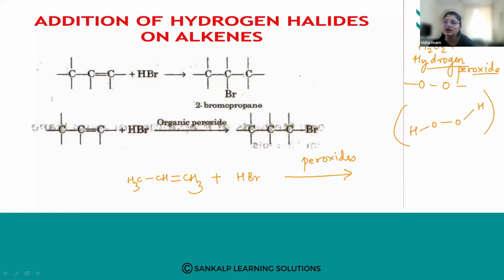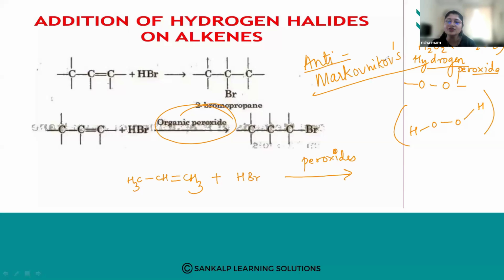Suppose I have sodium peroxide or benzoyl peroxide. Whenever there is some organic peroxide, if peroxide is written on the arrow, then what will happen? They will follow the anti-Markovnikov rule. Anti means reverse of the Markovnikov rule. So if peroxide is written on the arrow mark, it will follow the anti-Markovnikov rule.